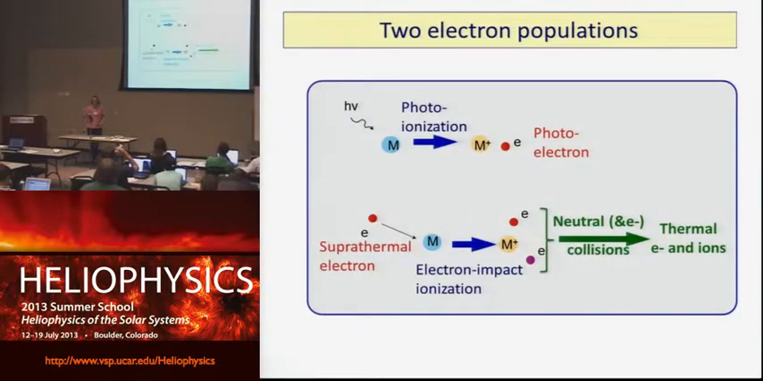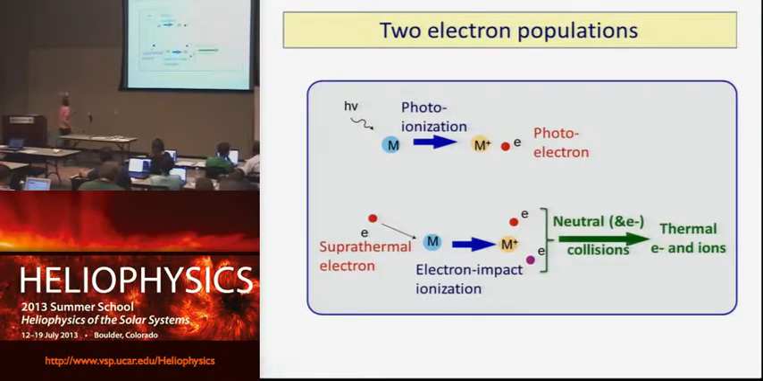So before looking into how those ionizing energy sources deposit their energy in the upper atmosphere, I would like to make a pause and point out that in the ionosphere, in the outer layer of a planet, you have two populations of electrons.